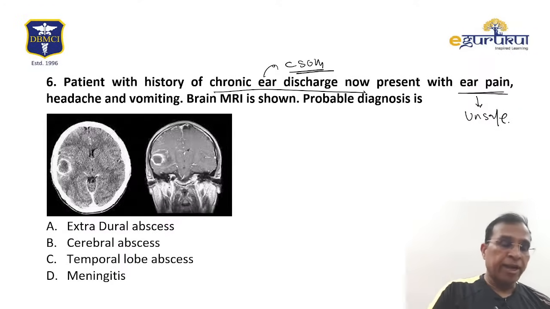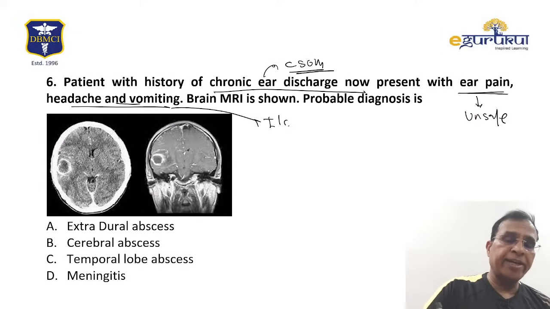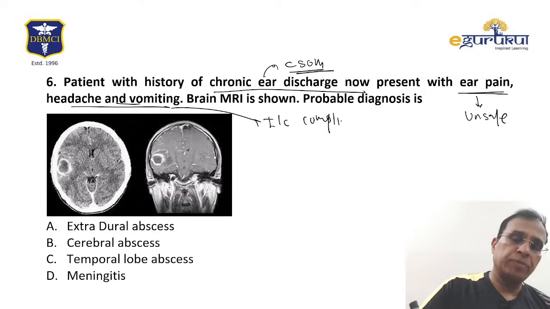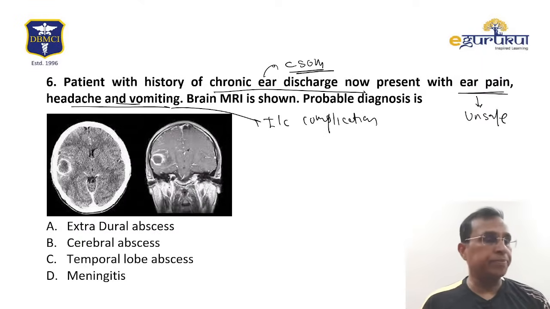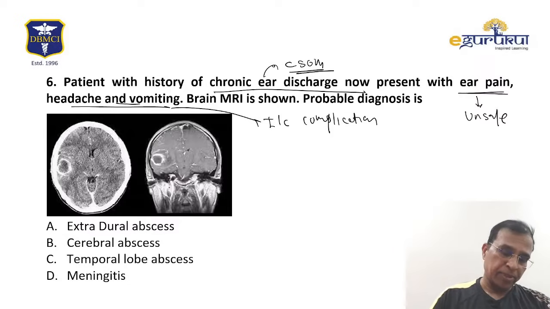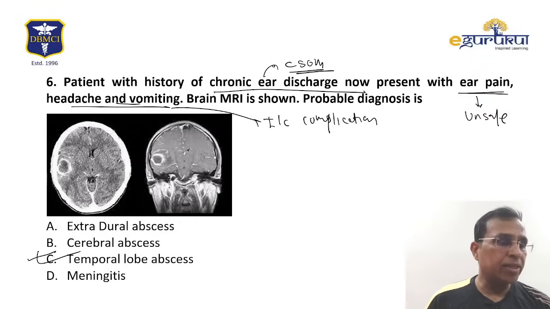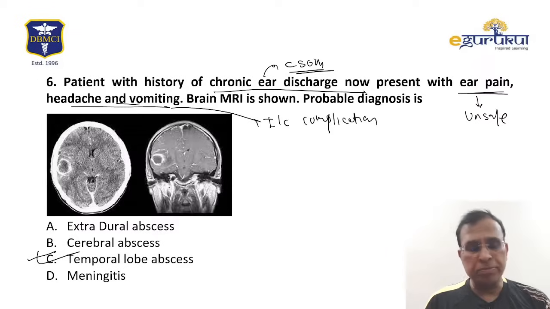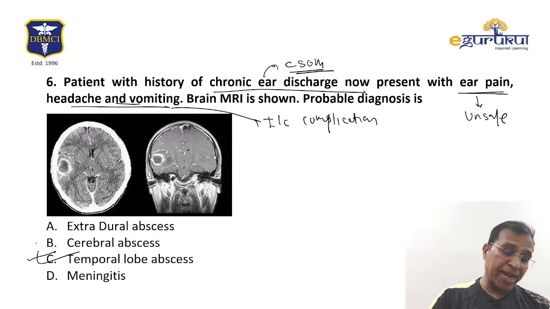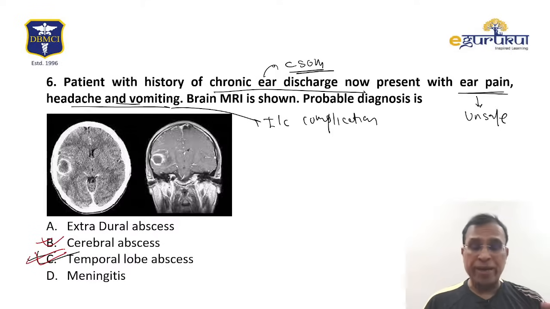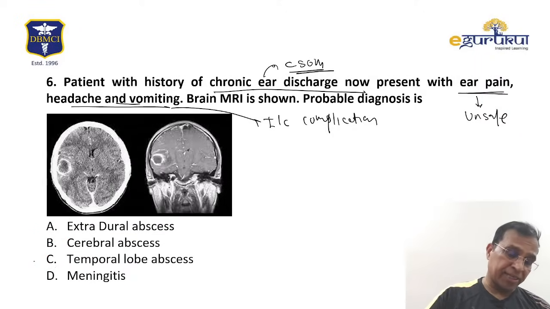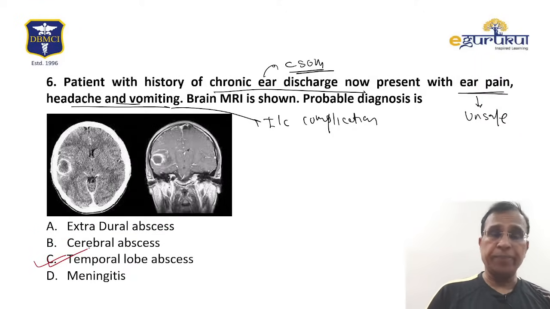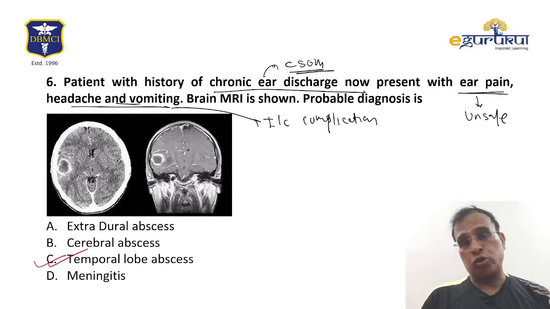And headache and vomiting mean intracranial spread. There is an intracranial complication because of headache and vomiting. And in the image you can see the temporal lobe abscess. So yes, actually, in this case, encephalitis or meningitis is a better term we can use there. In this case, both B and C are correct answers. Temporal lobe abscess is a cerebral abscess, isn't it? So both are correct, but the more specific is temporal lobe. If temporal lobe is not given, then cerebral abscess can be taken as a correct answer also.